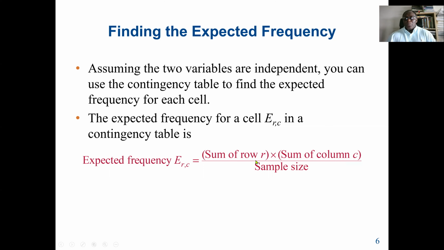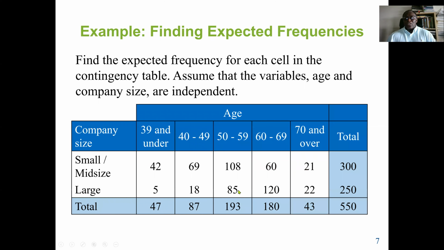So again, that is the formula: the sum of the row R times the sum of the column C, divided by the sample size. So we're going to use this as our example. The same data set, we have the company size and the age. We intentionally put the total here because we need it.